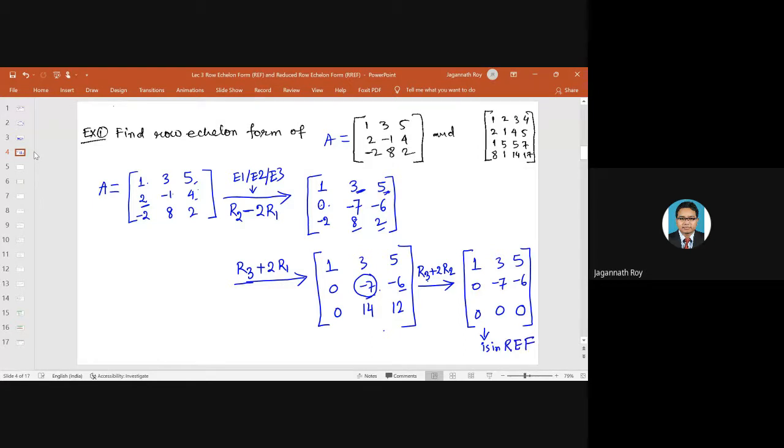It is in row echelon form. So what will be the rank? Rank is 2. Rank of A is 2.